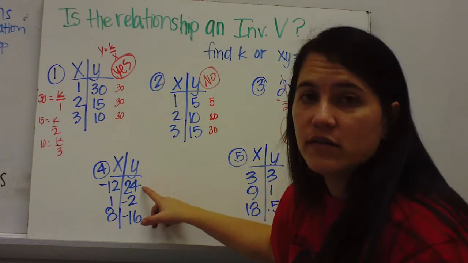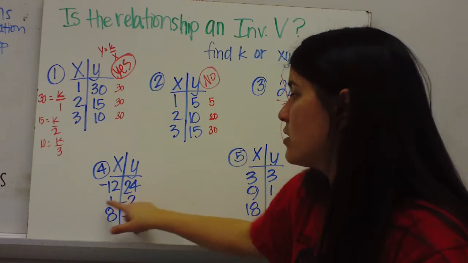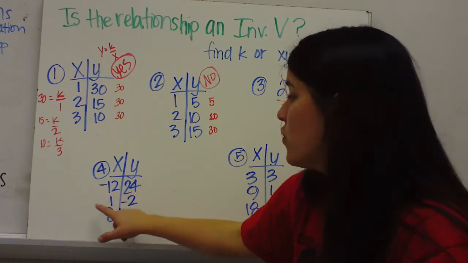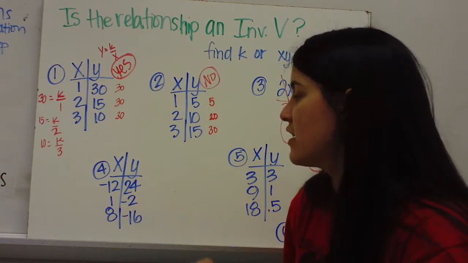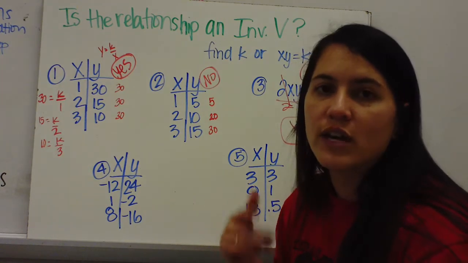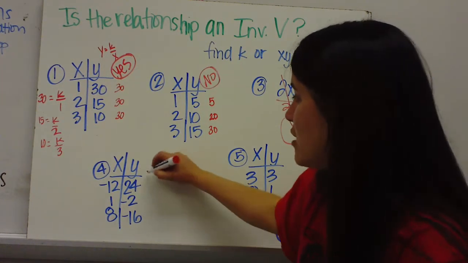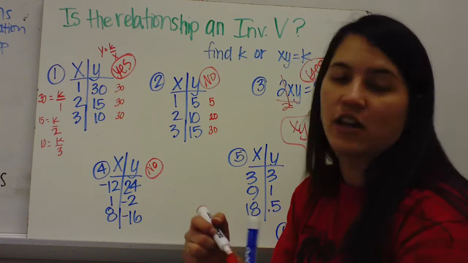Number 4, we have a table again. So when we multiply across, negative 12 times 24, 1 times negative 2, 8 times negative 16. And you can see quickly that this answer is going to be no.